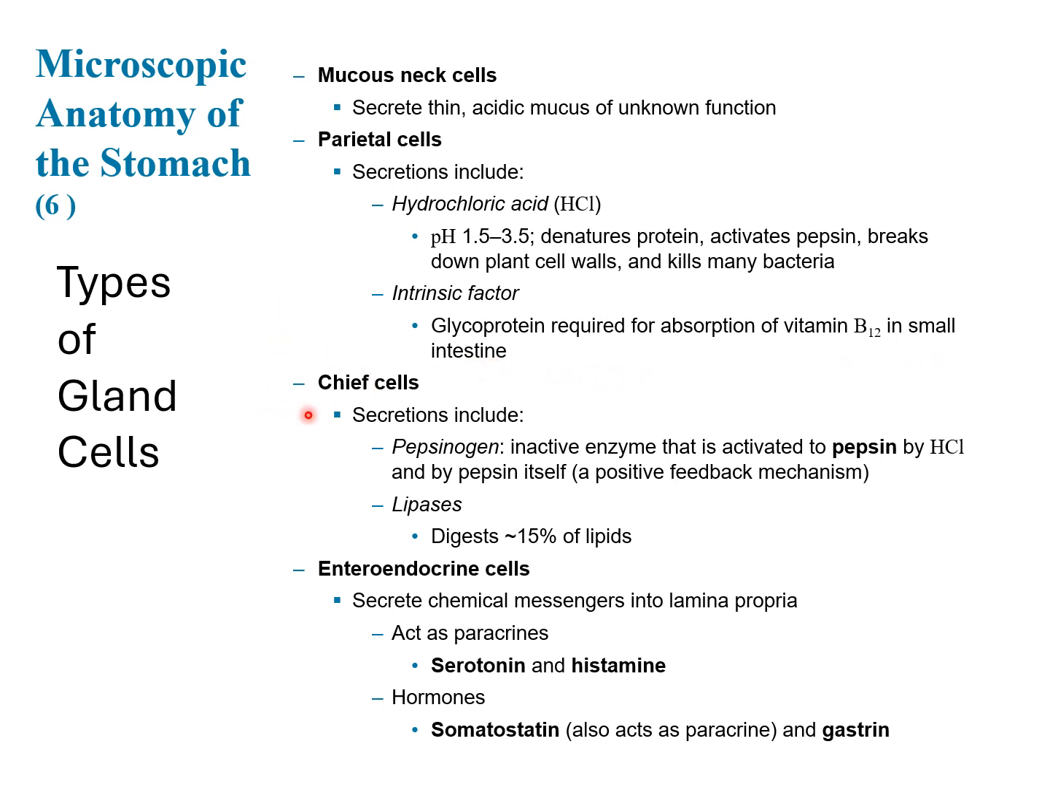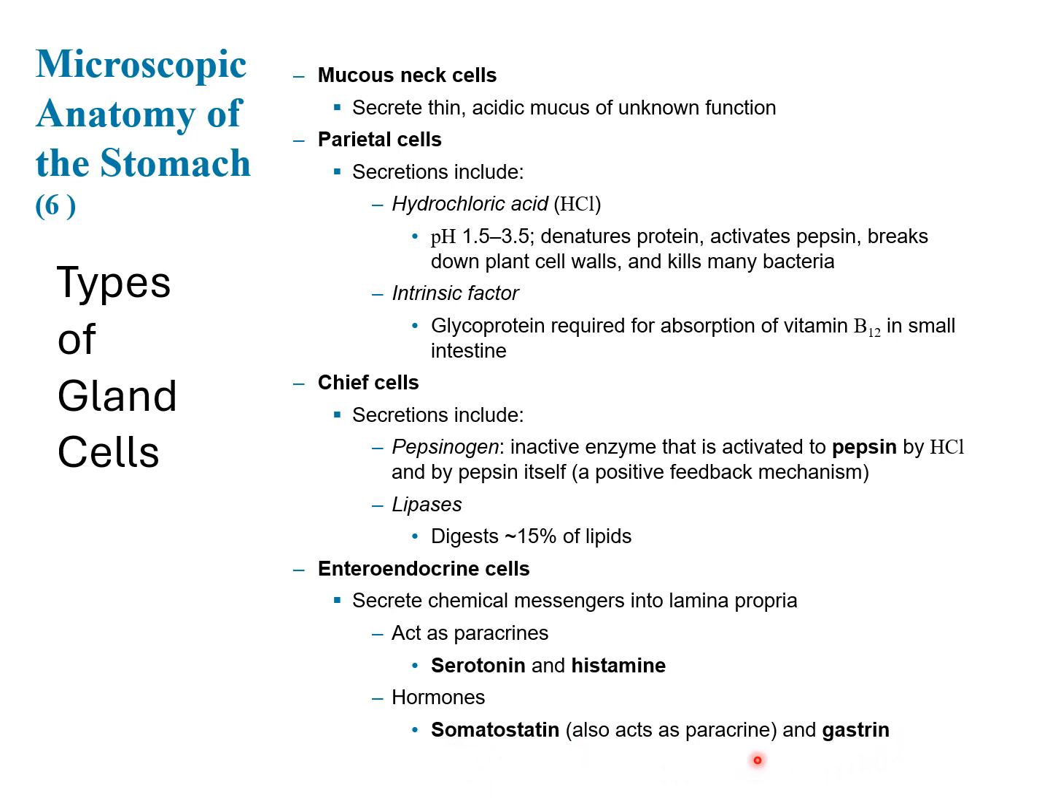Then we have chief cells. Chief cells secrete pepsinogen, which is an inactive enzyme that is activated to pepsin by the hydrochloric acid and by pepsin itself in a positive feedback mechanism. Then also the chief cells secrete some lipases. Then we have enteroendocrine cells. They secrete chemical messengers into the lamina propria. They act as paracrines, serotonin and histamine, and also as hormones, somatostatin and gastrin.